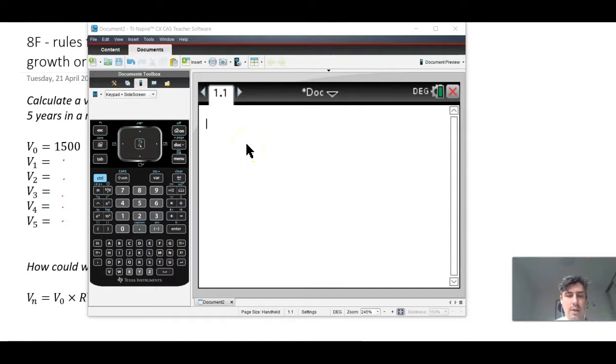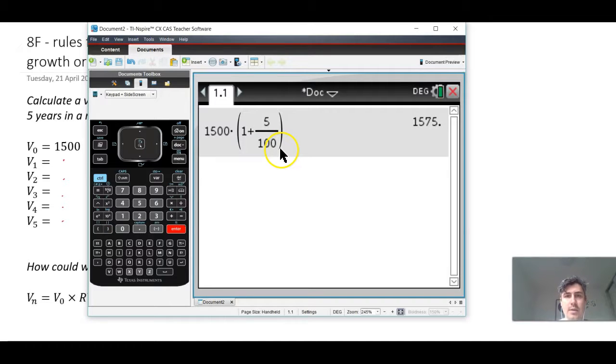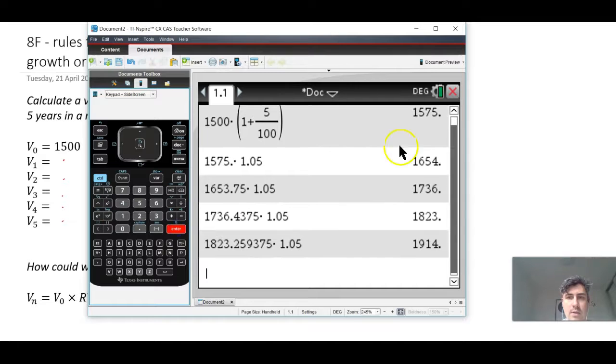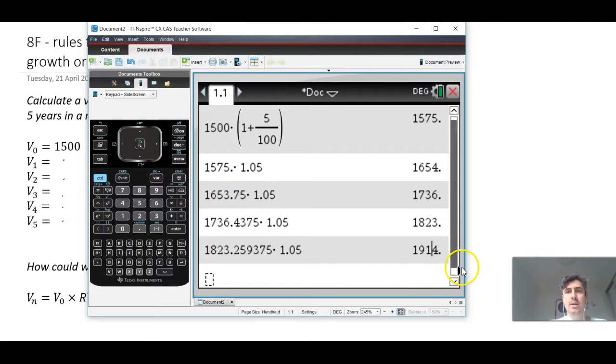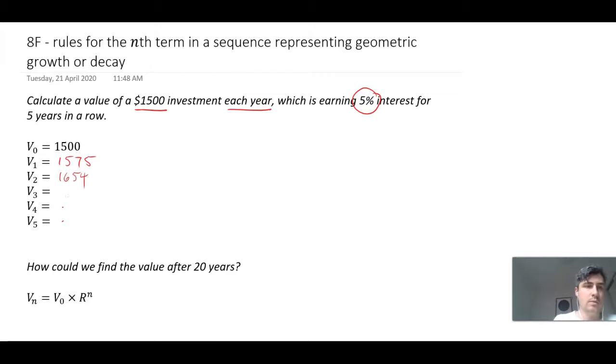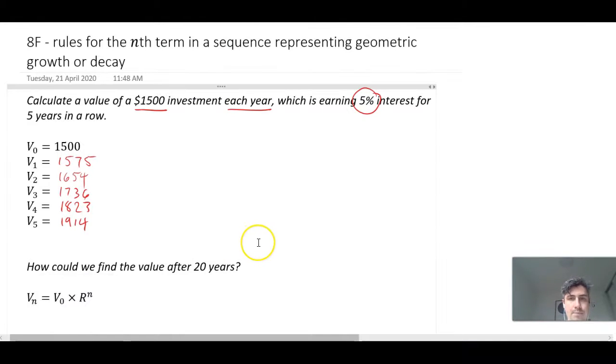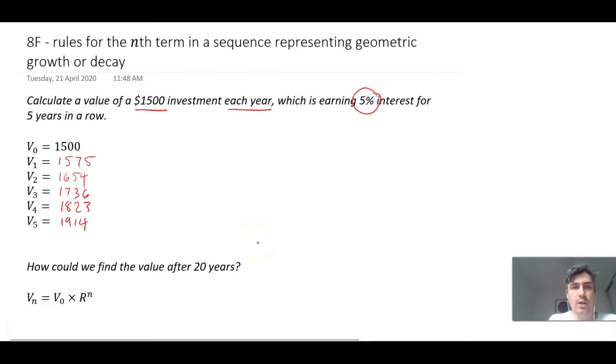Here we're going to get the initial value, which is 1,500, and we're going to times it by the multiplier, which is 1 plus 5 over 100, and this will give us 1.05 in the brackets there. Now if we want to do that again, we use answer, and we're going to go times, and this time we're just going to use the decimal multiplier just because it's easier, and now you can hit enter 4 more times. And these are your answers, so I'm going to write them in now. That's how you do it recursively.